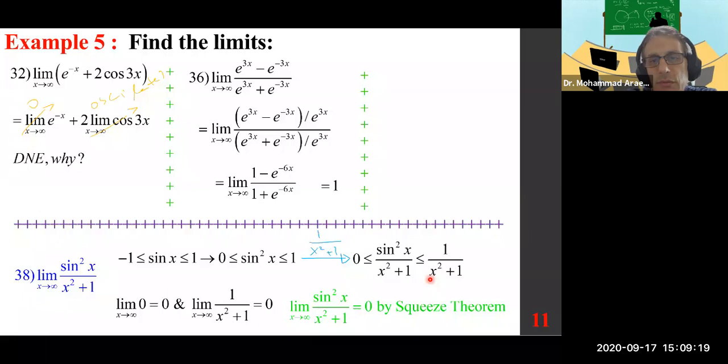Now, what do you have to do? You have to go through the process. And when you say this is 0, you have to mention the name of a theorem: ST for short, or squeeze theorem. I hope it's clear to everybody. By squeeze theorem, everybody. Okay, very straightforward.